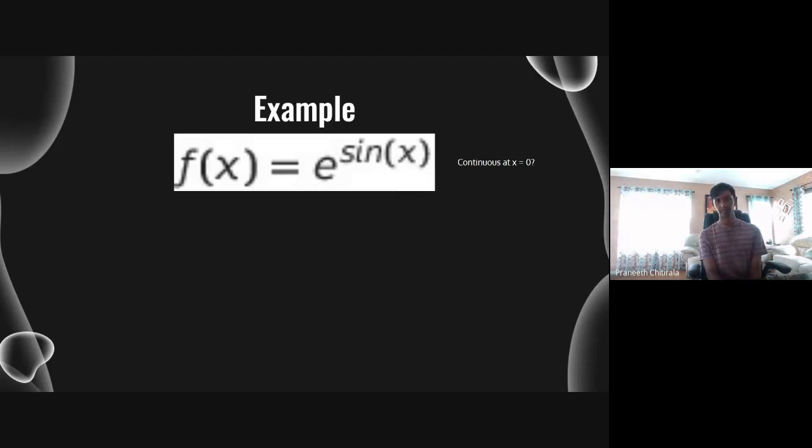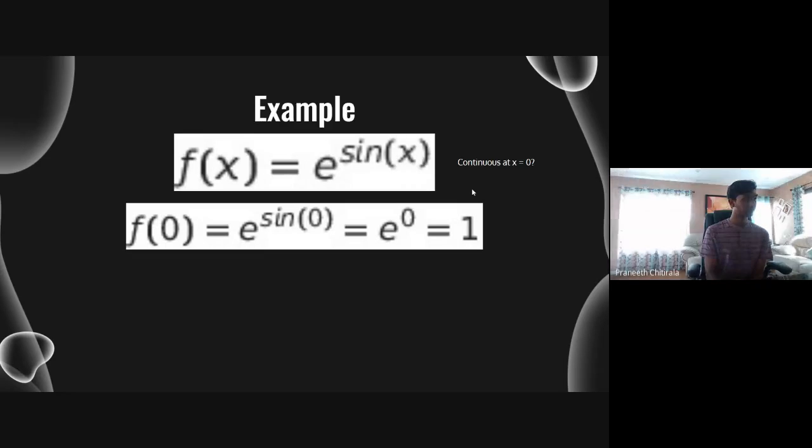So let's see an example. Is this function continuous at x equals 0? To find that, let's find out what f of 0 is. So just simply plug in 0 for x. Sine of 0 is 0, and e to the 0 is 1. So we know that f of 0 is 1. But let's find out the limit as x approaches 0 of f of x.